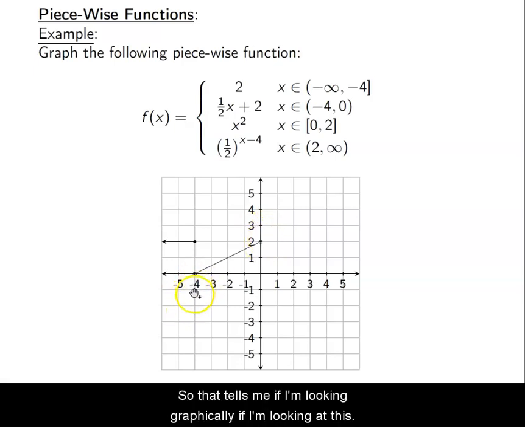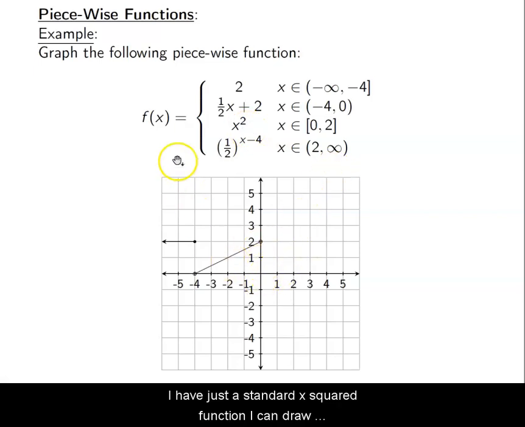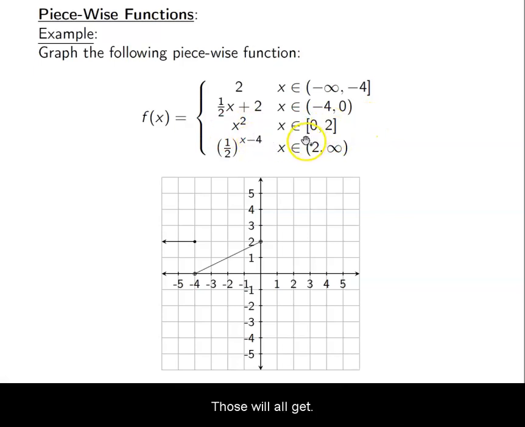So that tells me if I'm looking graphically at this, I know that -4 does not belong to this line, but -4 gets evaluated here where the closed dot is. I'm going to do the same thing here. I have just a standard x squared function. I could draw the whole thing and erase anything that's not from 0 to 2. However, this is just a standard x squared. It's very easy to draw just half of that, right? So I really only have to draw the (0, 0), the (1, 1), and the (2, 4), because those are the only parts that are of interest. Those will all get closed dots because 0 and 2 are included as endpoints at this point.